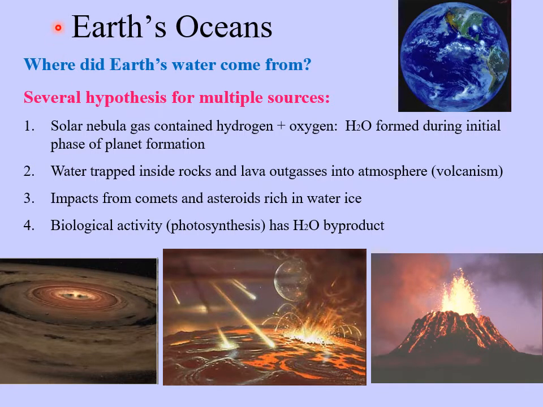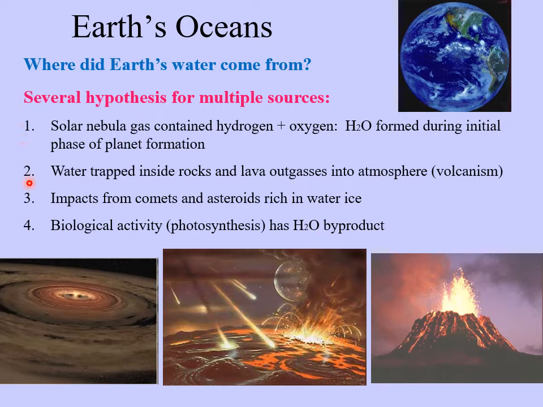One of the features that makes our planet unique from the other planets is the fact that Earth has liquid water. And in fact, the majority of the surface of the Earth is covered with ocean water. So the question comes up, where did Earth's water come from? This is actually not known for sure, and scientists are still debating and researching the source of all this water. But there are several ideas of where Earth's water came from.